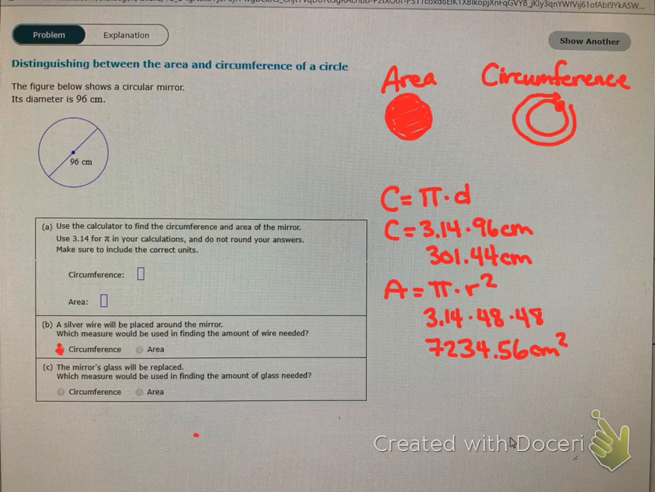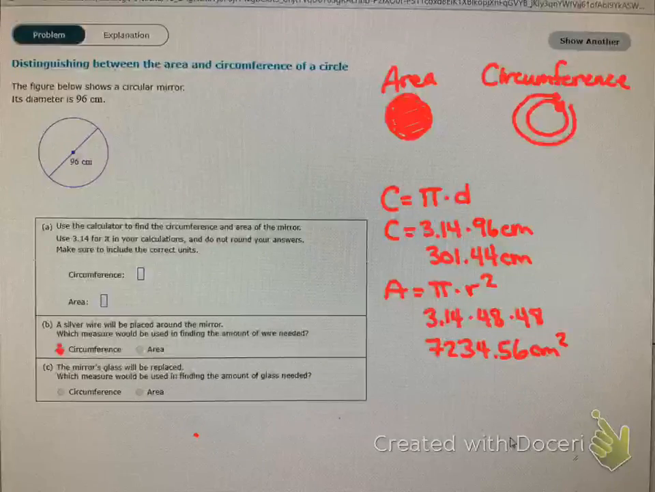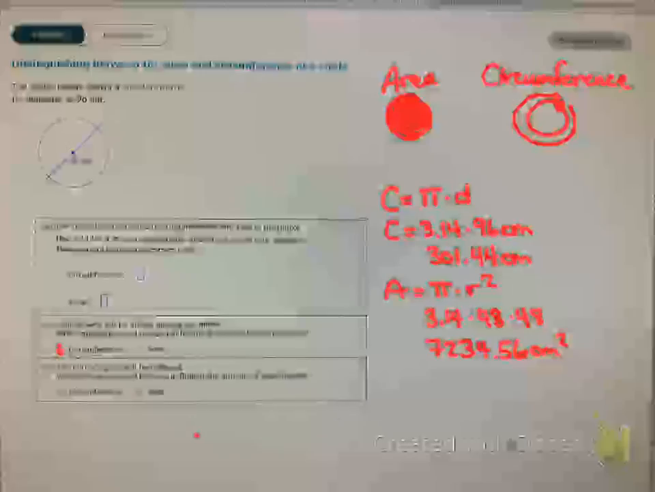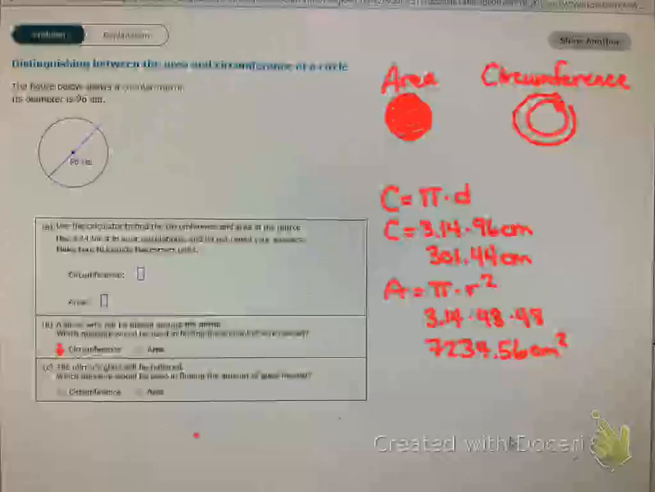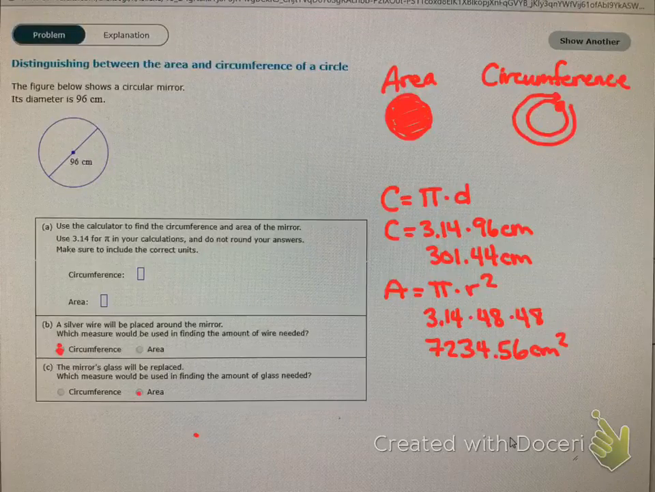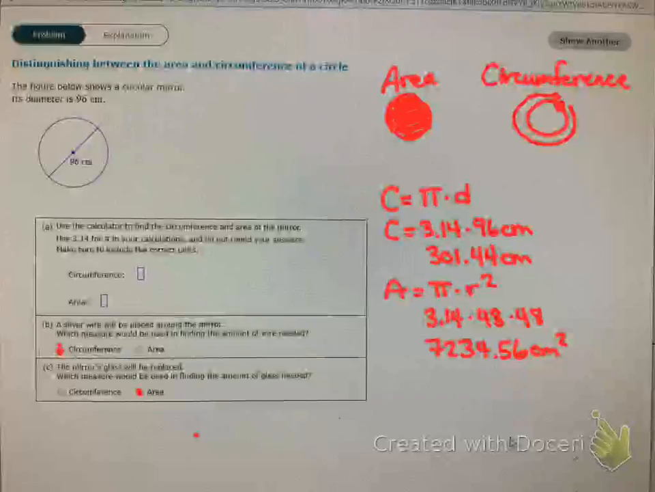And then the mirror's glass will be replaced. Which measure will be used to find the amount of glass needed? That would tell you all the glass inside and how big it needs to be. And so that would be the area. And so we would then use area for that one.